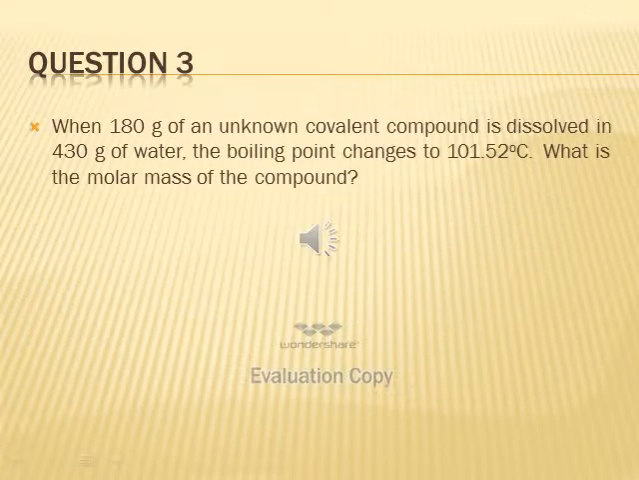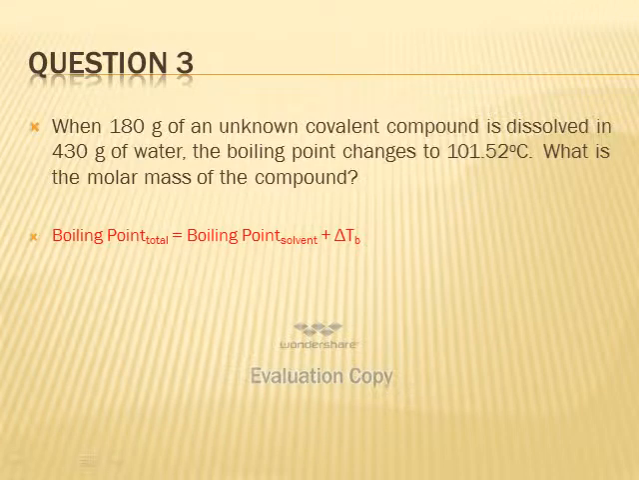Question 3. When 180 grams of an unknown covalent compound is dissolved in 430 grams of water, the boiling point changes to 101.52 degrees Celsius. What is the molar mass of the compound? So, boiling point total is boiling point solvent plus delta Tb. So we can solve for delta T by substituting the values that we know. Our delta T is therefore 1.52 degrees Celsius.